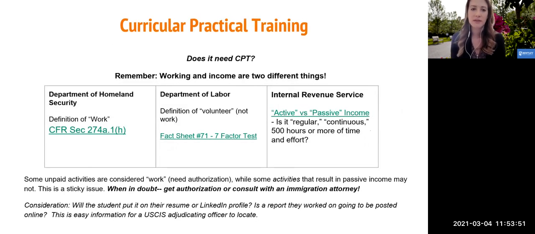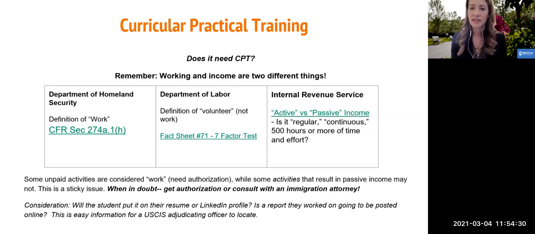So continuing along this point, when doing some investigating on this topic, I really liked this grid here that really highlights how working and income are two very different things. So you have the Department of Homeland Security definition of employment. You have the Department of Labor definition of volunteer, which has actually a 7-factor test to determine whether an experience is truly a volunteer experience. And then also I like to mention the IRS's criteria for active versus passive income.